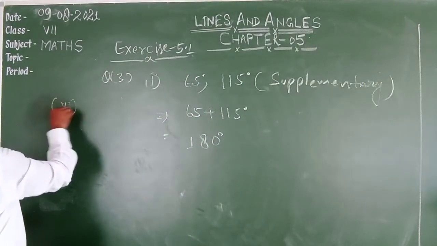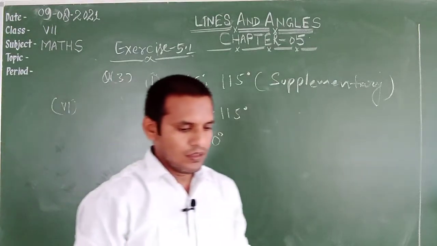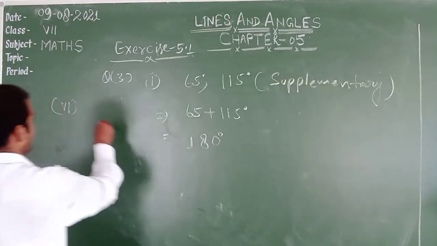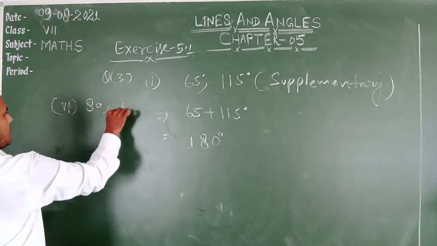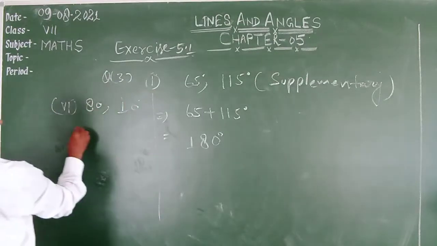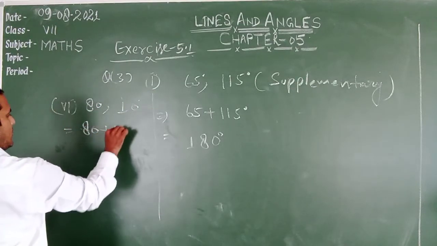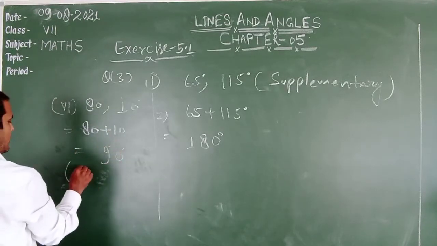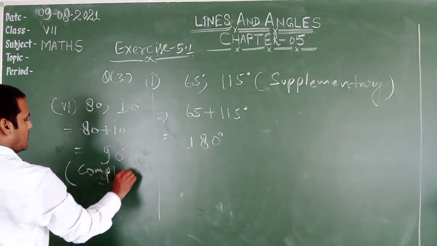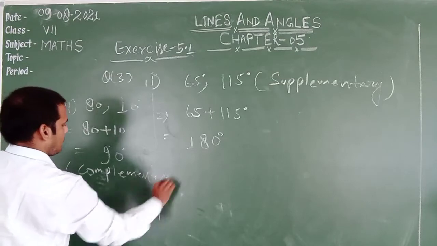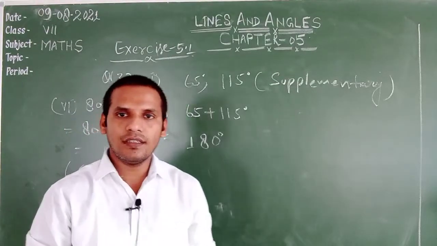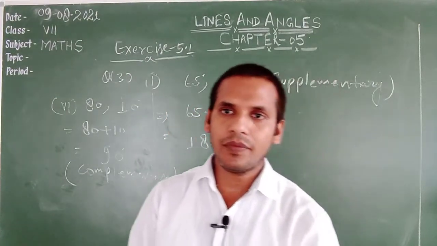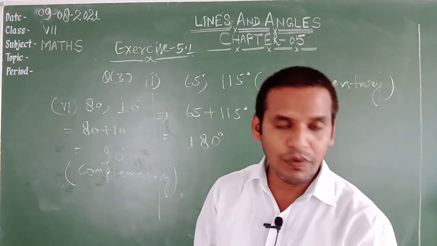Sixth part of the same question. The sixth part is given as 80 and 10 degrees. Same as before, first we should add 80 plus 10, which is 90 degrees. It means if the sum of two angles is 90 degrees, then they are known as complementary angles. If the sum of two angles is 180 they are supplementary, and if it is 90, they are complementary. All right, the remaining questions you will try.